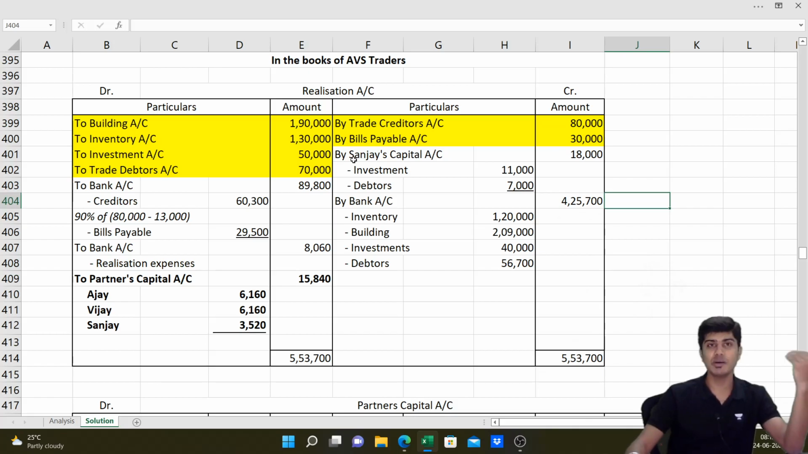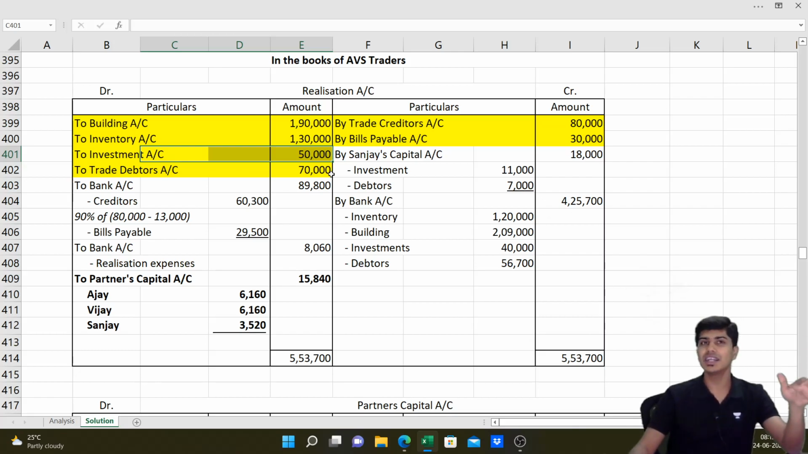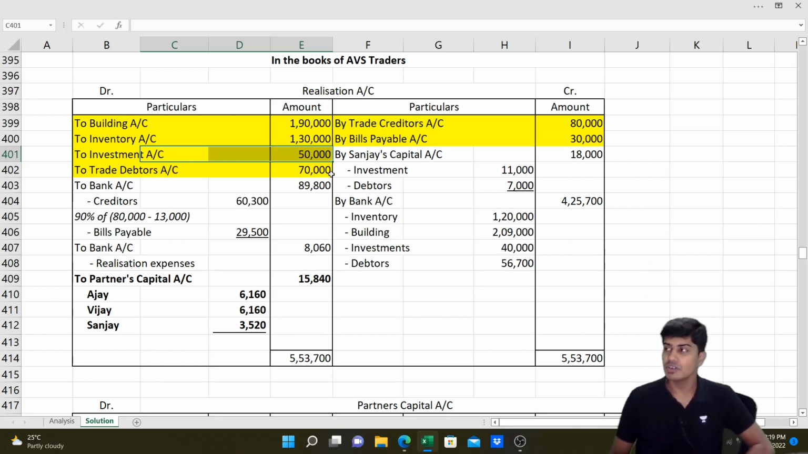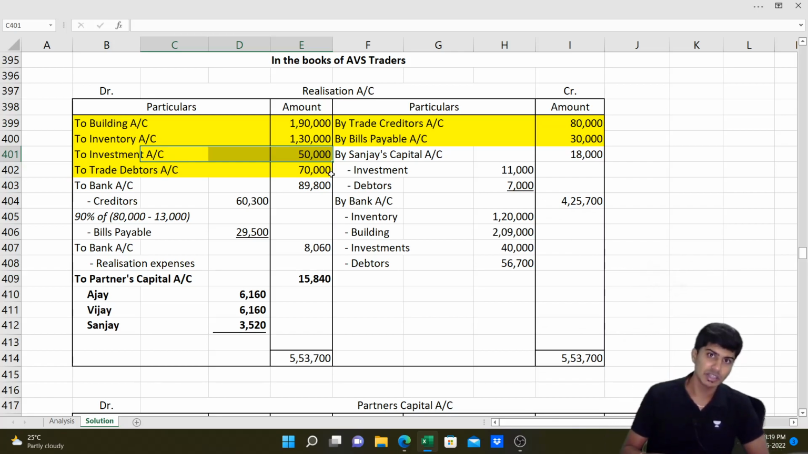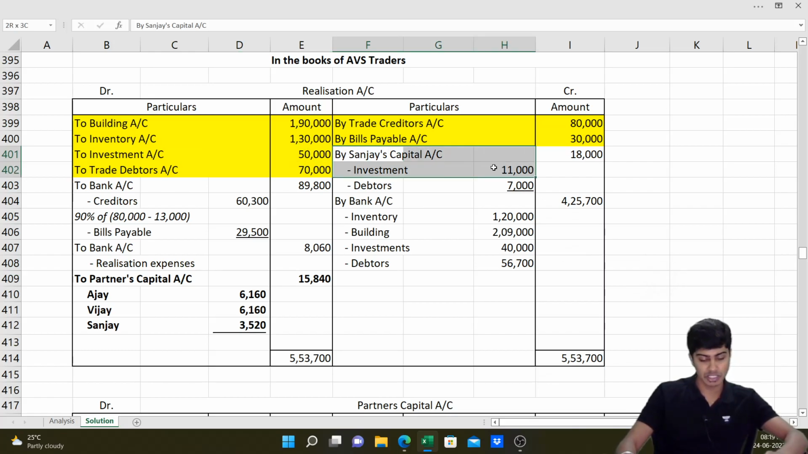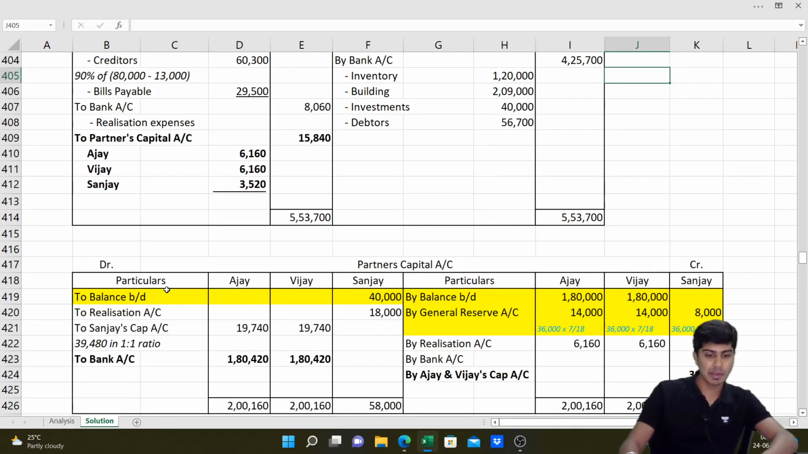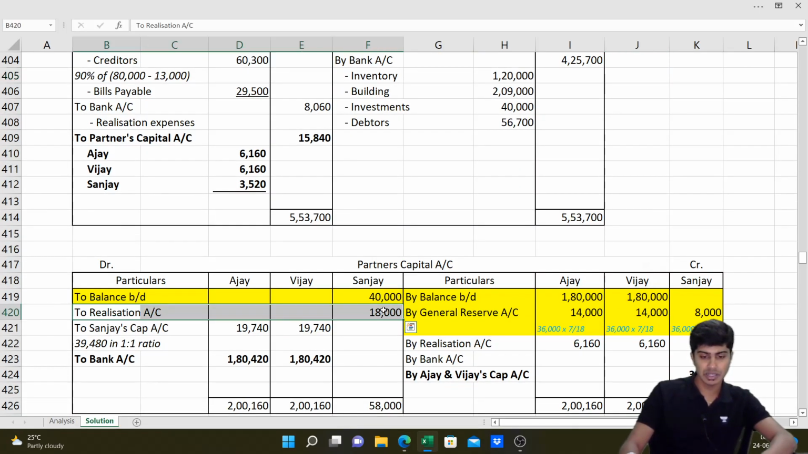The firm has to receive money against this investment. We will not write investment account credit any longer because it's already done. Now the credit has to be given to realization account. If the money was received by the firm, then we would have written cash account debit to realization. Because the money is taken by Sanjay, we will now write the entry Sanjay account debit to realization account. So I'll write Sanjay's capital and then investment 11,000. 11,000 is the value. Am I right? Yes. And in Sanjay's capital account, again on the debit I'll write 18,000, because one more item also needs to be adjusted.